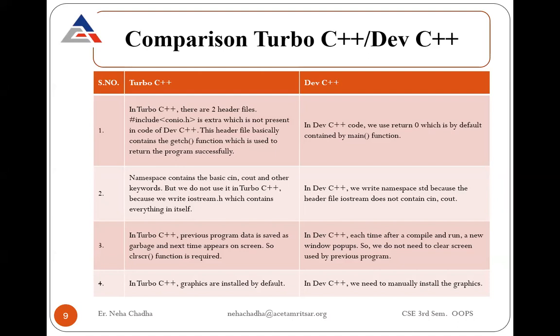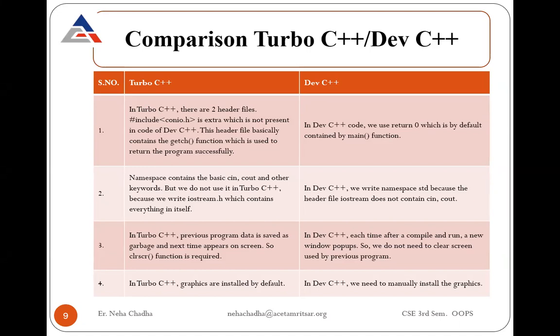We write iostream.h. As you have seen, I have written a program to add two numbers. Then I have added one header file here, that is iostream.h, because I have used the function cout. In Turbo, cin and cout working has been explained in iostream.h, but in Dev C++, the working of cin and cout has been defined in namespace std.